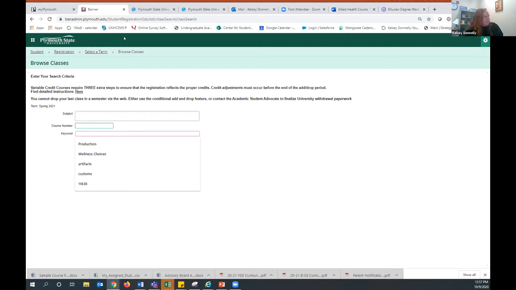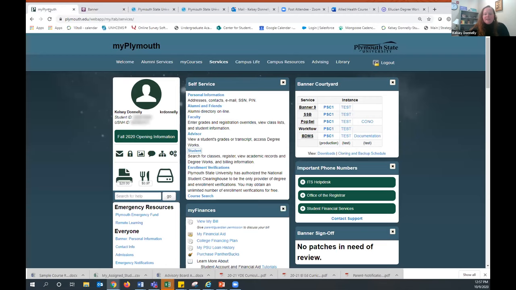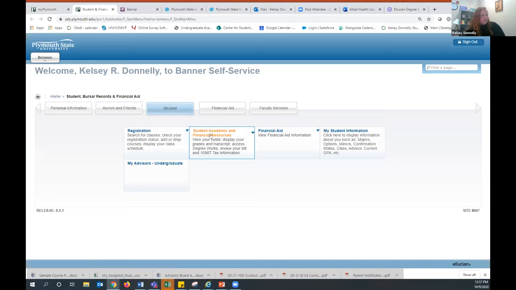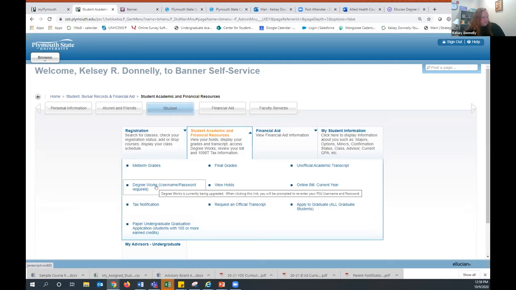Okay, one more thing before I stop sharing my screen. We showed how to get to DegreeWorks from a faculty standpoint, but I also want to show you how students would get there as well. So again, My Plymouth Services, student, academic and financial resources, and then DegreeWorks. This is how students check their midterm grades, see their final grades, and view their unofficial transcripts. This is a box that students should take a look at quite often.